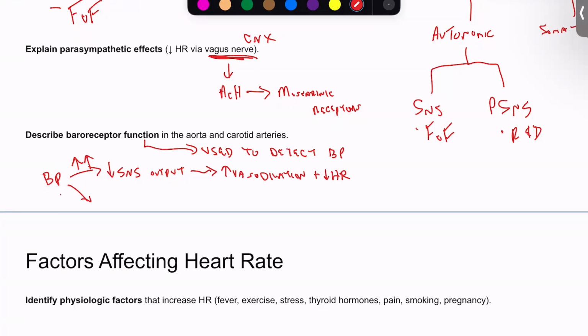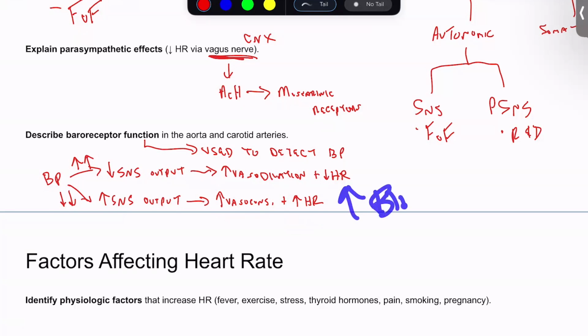Now, if it's low, what's going to happen is our baroreceptors are going to start firing. That's going to increase our sympathetic nervous system output from the adrenal medulla. And that's going to cause increased vasoconstriction. Plus, we'll have an increased heart rate. So both of these are directly acting on the blood pressure. The increased heart rate is adding blood to our vessels, which is increasing our blood pressure that way.